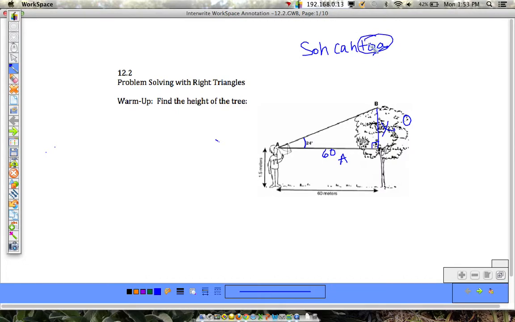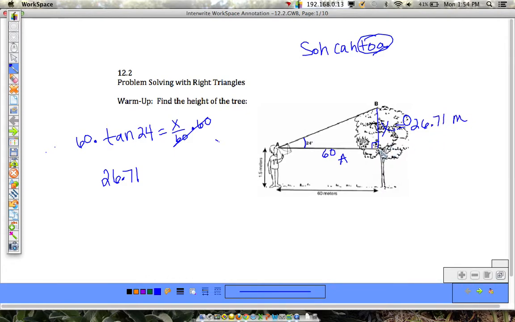That would be tangent. So we're going to say the tangent of 24 degrees is going to equal opposite x over 60. So then we can go ahead and solve, multiply both sides by 60. And we can say 60 times the tangent of 24 equals 26.71. So this height is 26.71 meters.